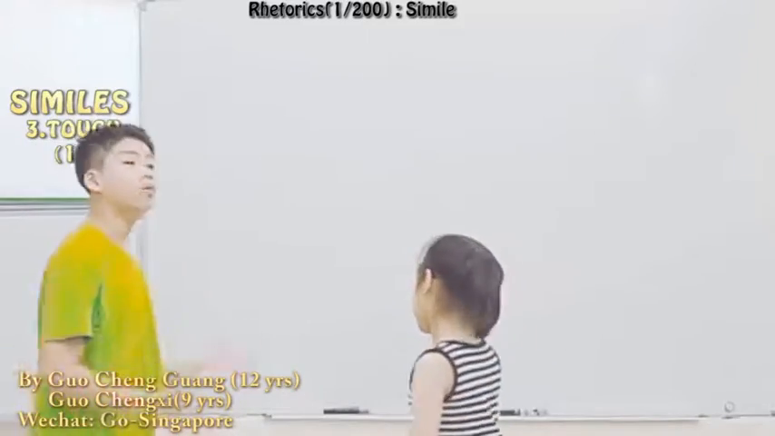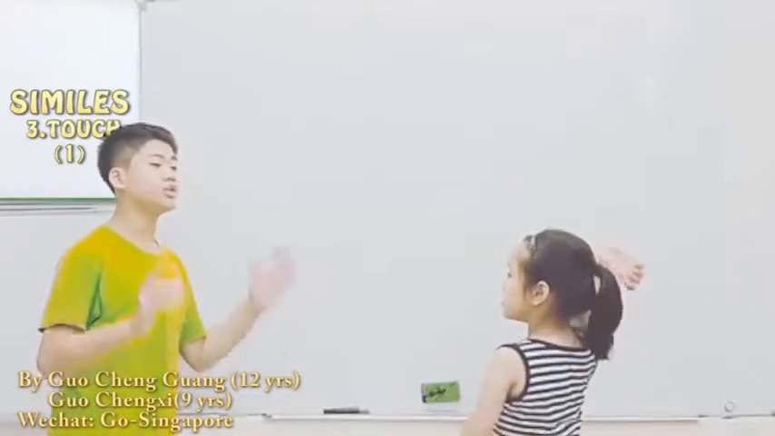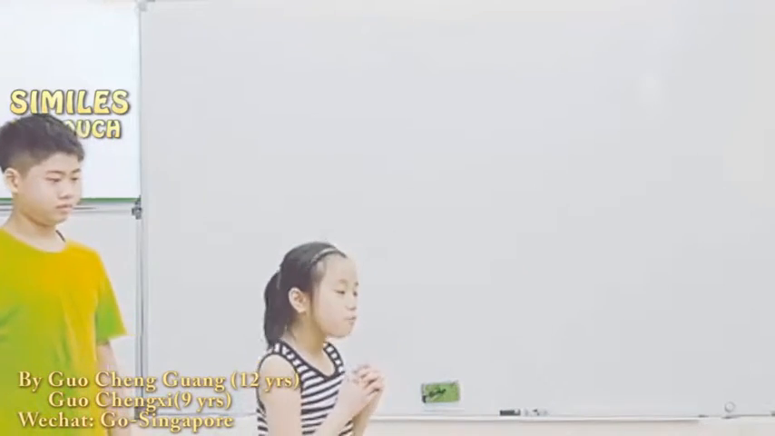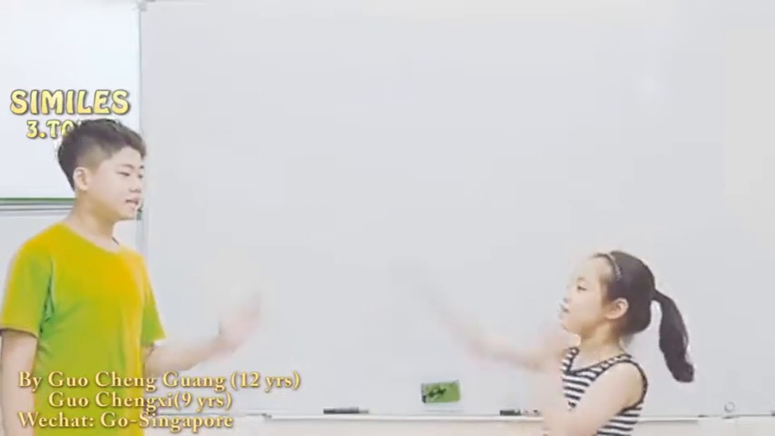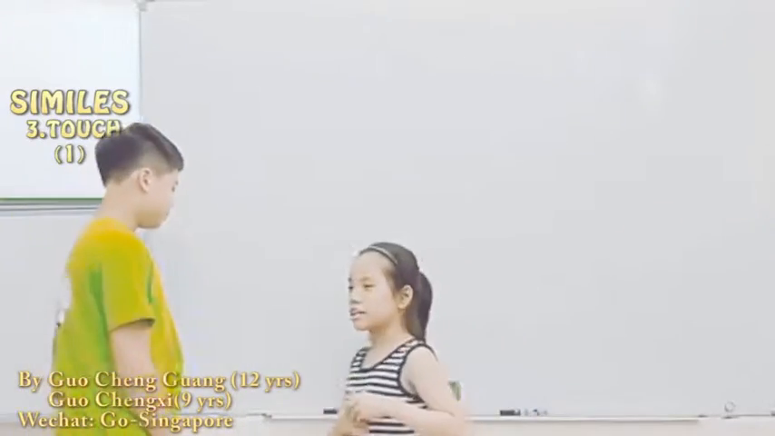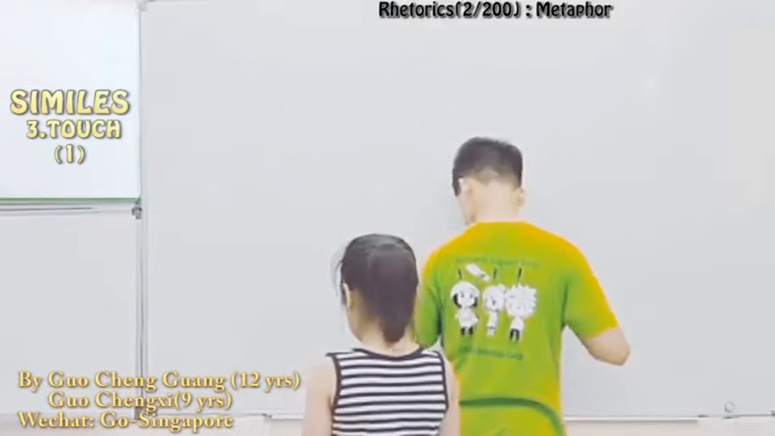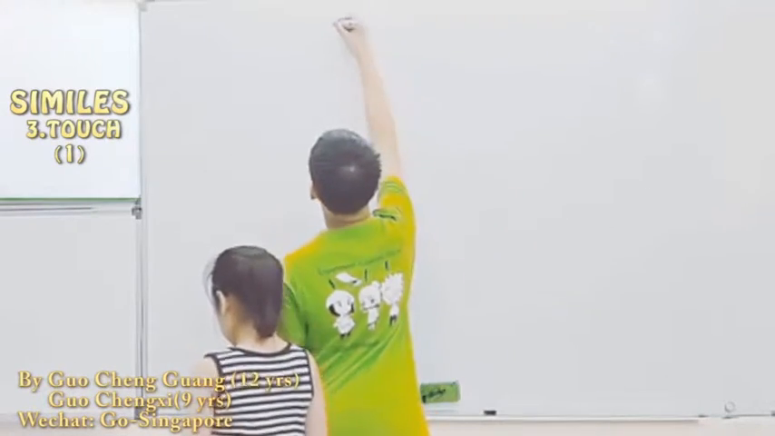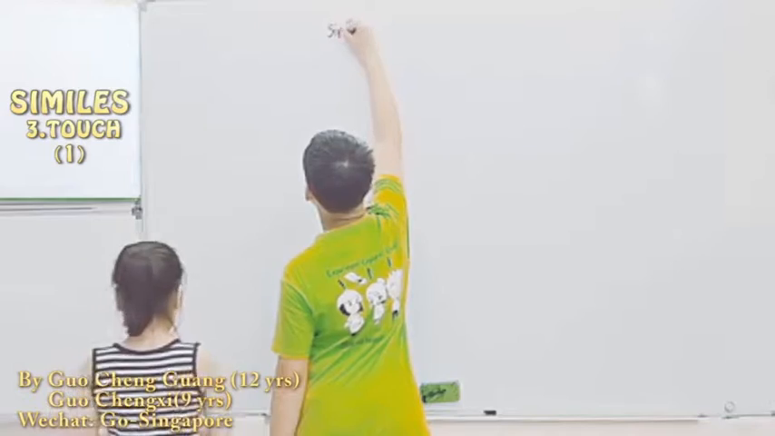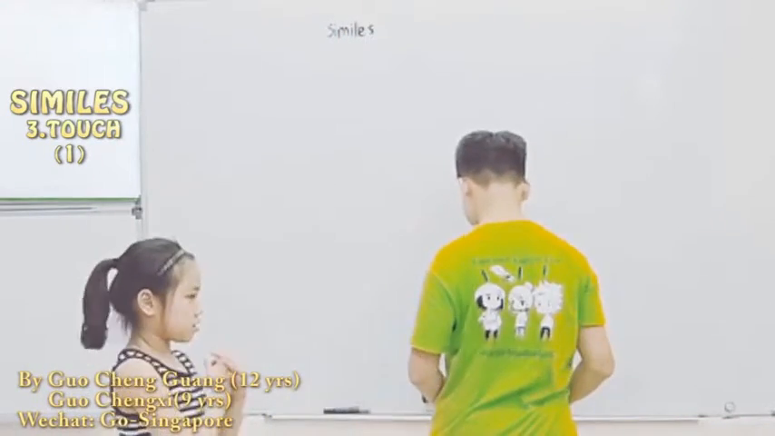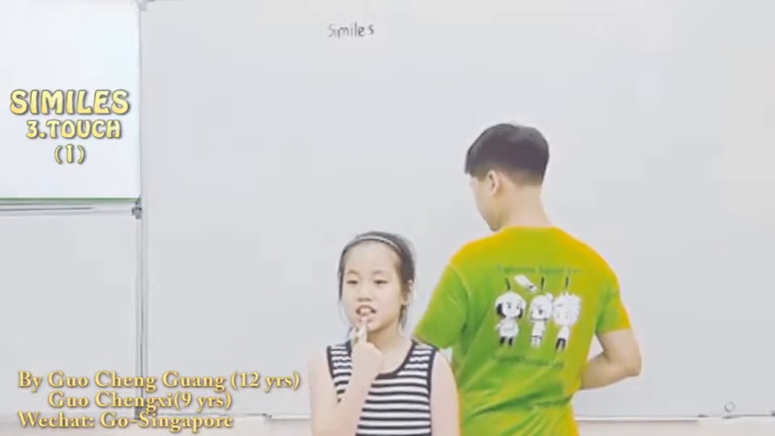So right now, we're still at English rhetorics. Although we need to learn a lot about rhetorics, we're still at similes. Can you say about last lesson? What have we learned? Last lesson in similes, we talked about different similes about the different tastes.